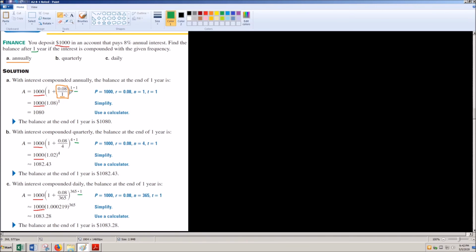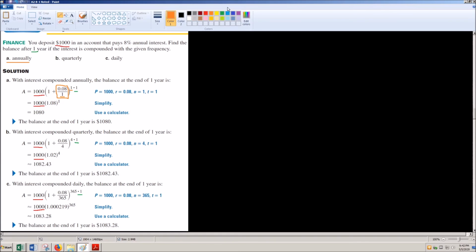The end value is different though. So here 0.08 divided by 1, well that's just 0.08. So 1 plus 0.08 is 1.08. 1.08 raised to the first is just 1.08 times 1,000 gives me $1,080. Sweet. So at the end of the year, I end up walking away with $1,080. Pretty cool. But what if this thing compounded quarterly instead?